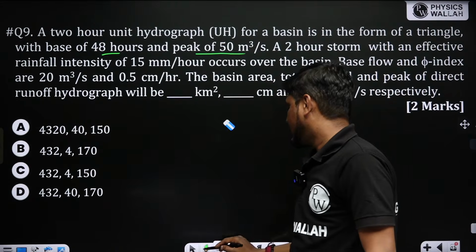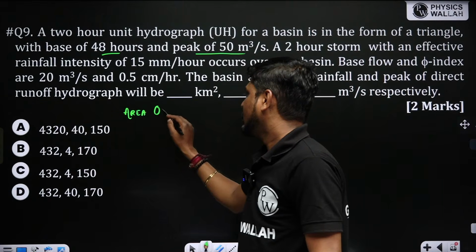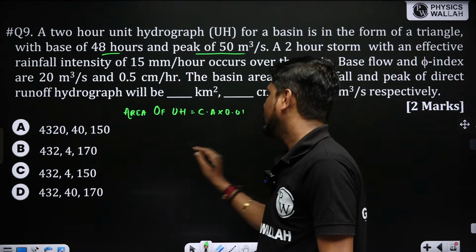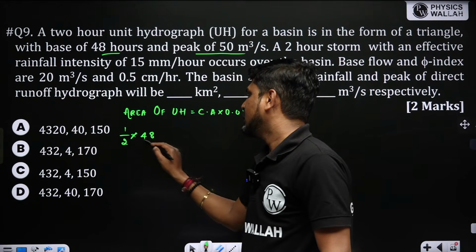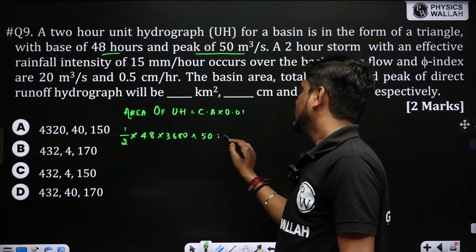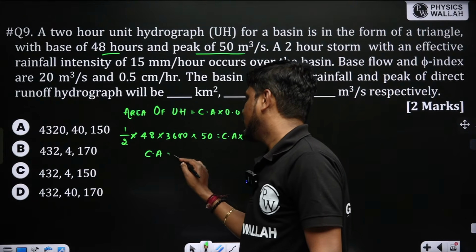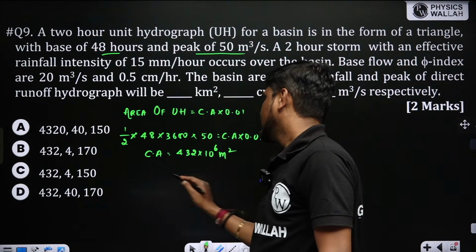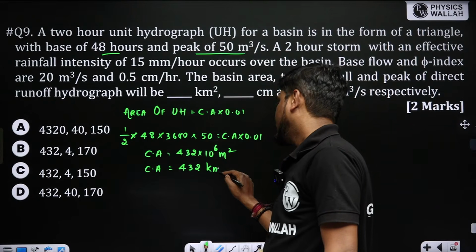So to find the area, this is enough. Area of unit hydrograph is equal to catchment area into 0.01. Half triangle, base 48 hours, conversion 3600, height 50 is equal to catchment area into 0.01. Solve it, you will get the catchment area 432 into 10^6 meter square. So catchment area is equal to 432 kilometer square.